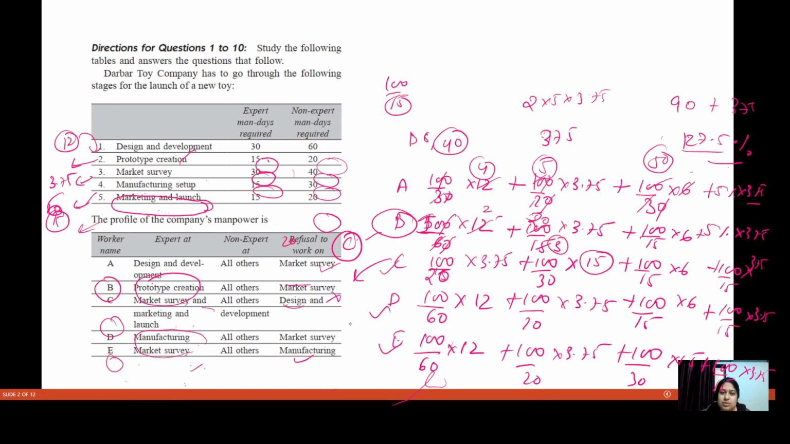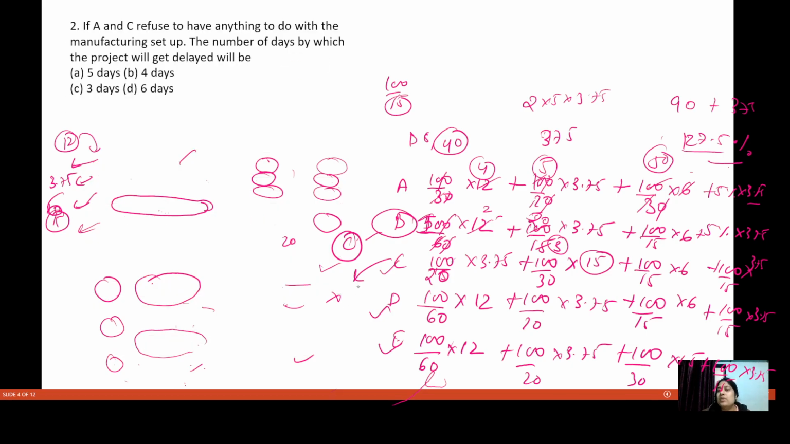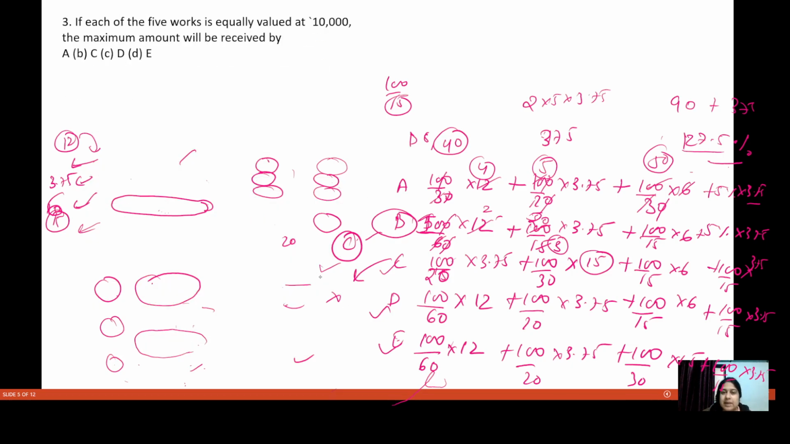Fine. Now let us move on to the next question. I've already told you how to calculate the amount of the work anybody is doing, because A is doing 127.5% of the work. You will find B will be doing some percentage of the work, and C will be doing some percentage of the work. So we'll find that C does the maximum amount of the work.